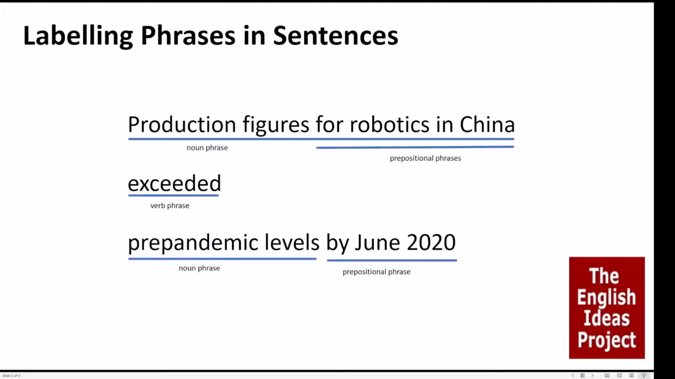Here, the phrases have been underlined. Production figures for robotics in China is a noun phrase. Interestingly, it contains two prepositional phrases, for robotics and in China. Then we have the verb phrase, exceeded, another noun phrase, pre-pandemic levels, and a separate prepositional phrase. So, an interesting question is, why is this prepositional phrase separate, whereas the other prepositional phrases are actually incorporated in the noun phrase? These are interesting questions for our learners.